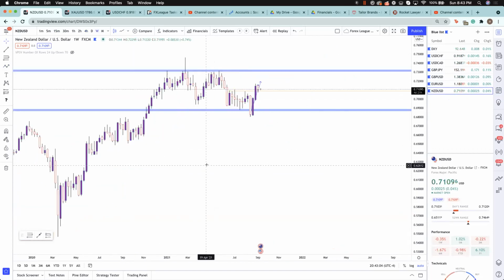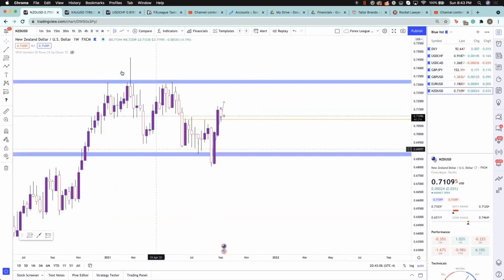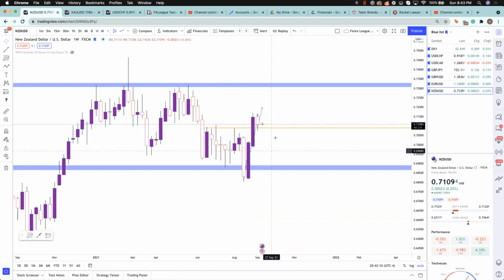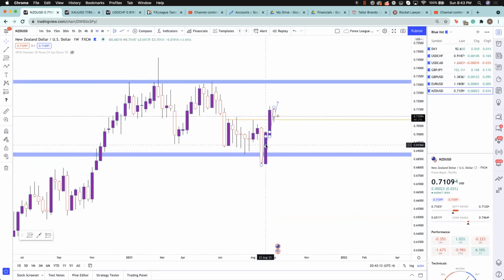And then last but not least, I'm going to go over NU. So NU last week or last couple weeks has had this like huge push to the upside. And the only thing left to do now is to really retest this upper level again. We tested this level, a lot of rejection here. Now we're definitely in an uptrend on the lower time frames.